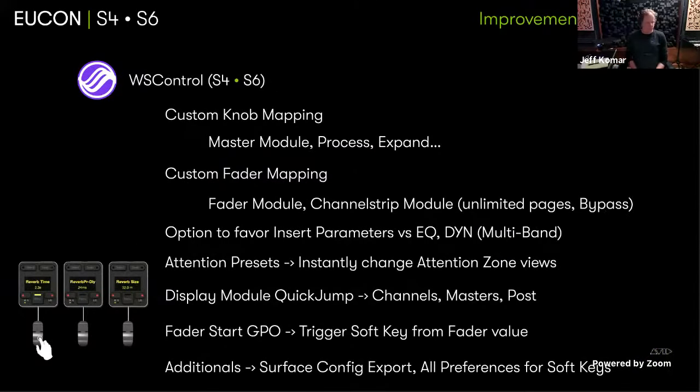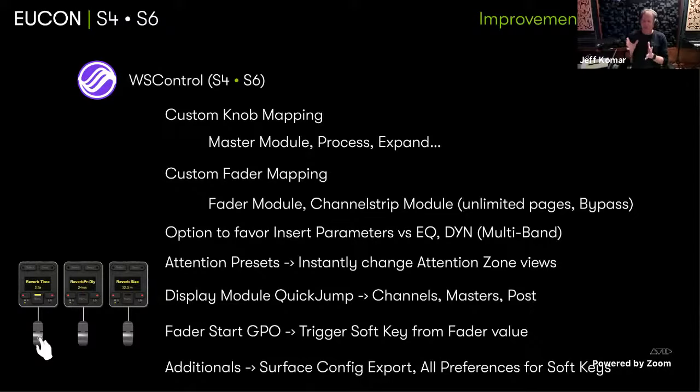So we're going to head towards taking a look at Surface, and we're going to start with EUCON specifically for S4, S6, 2021.6, and there's some very significant improvements here. Super excited to show you. We don't have a lot of time, but I'm going to really focus on, as Tony said, the number one requested feature for our Surfaces for S4, S6, which was for users to be able to do custom mapping of knobs and faders, and that's something that we're happy to now show that has been implemented.